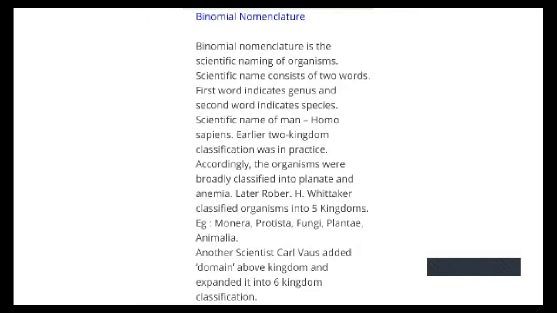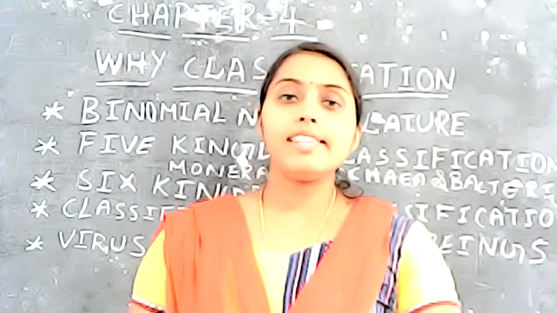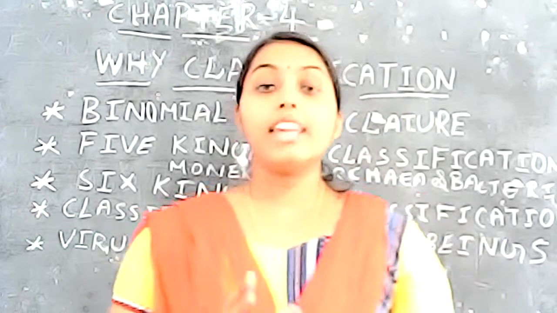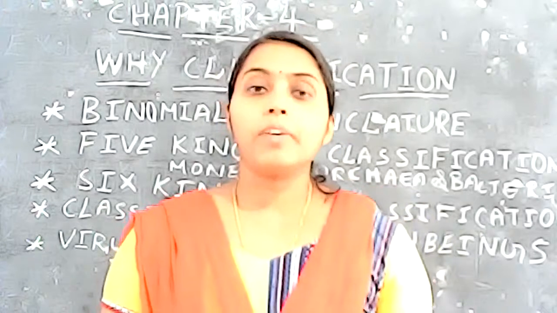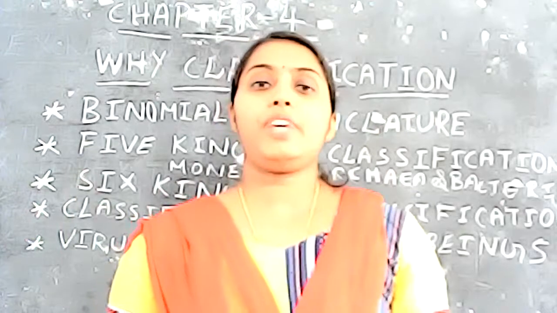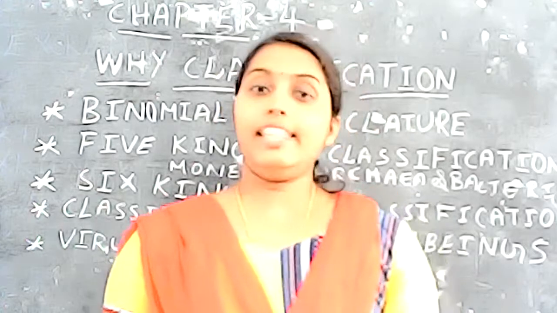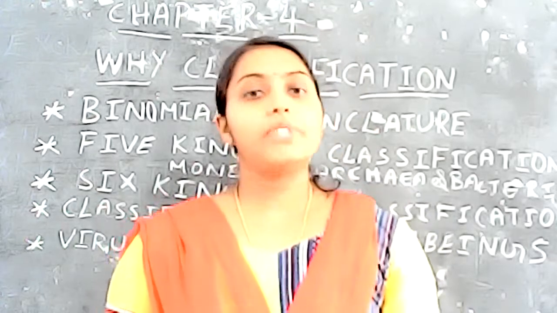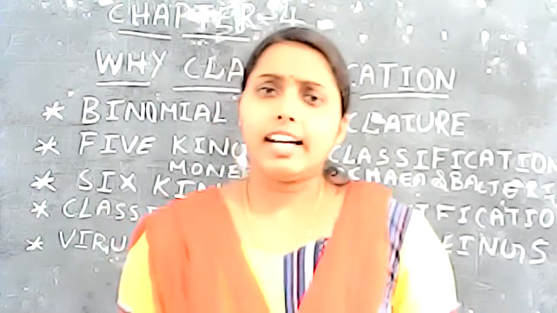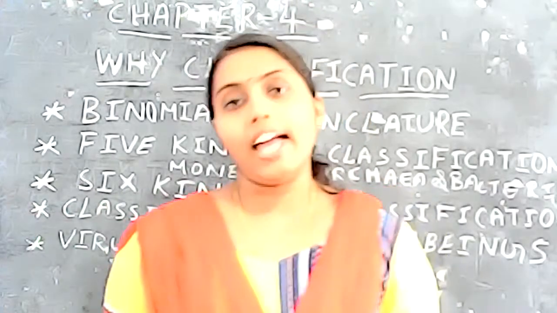So earlier it was the two kingdom classification, that is plants and animals. You have studied only about plants and animals, and that is known as the two kingdom classification: kingdom plantae and kingdom animalia. That two kingdom classification was proposed by Carolus Linnaeus, or Carl Linnaeus. But later, other scientists studied the organisms in more detail.